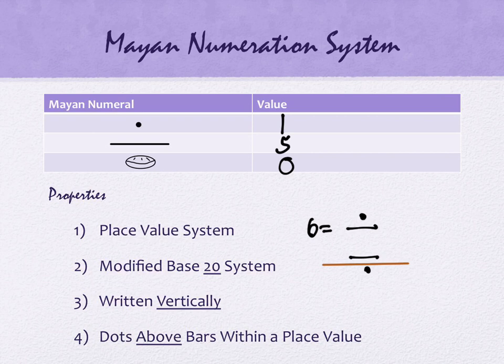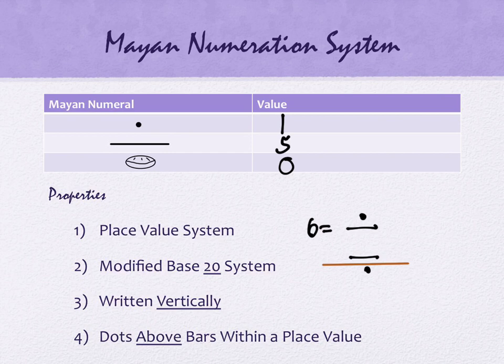Okay, so then let's talk about this modified base 20 business. So in the Babylonians, we had a base of 60, right? We had the 1s place, the 60s place, the 60 squared, 60 cubed. If the Mayans were a base 20 system, it would look like that. You'd have the 1s place, you'd have the 20s place, the 20 squared, the 20 cubed. Everybody good so far? Okay, powers of 20.